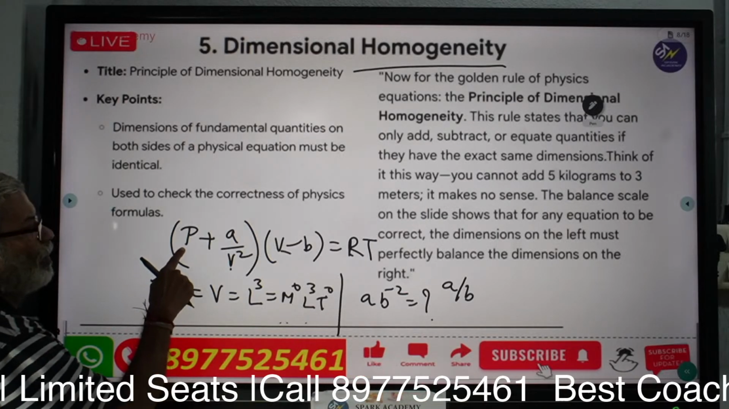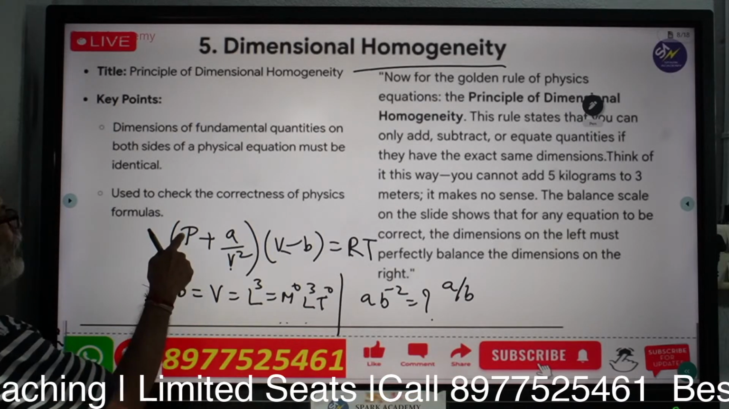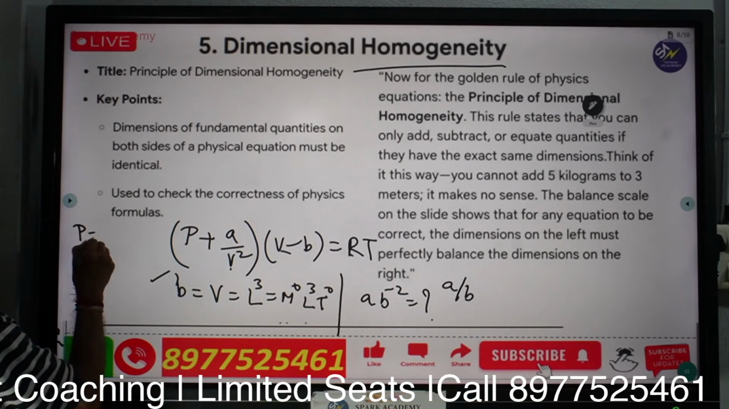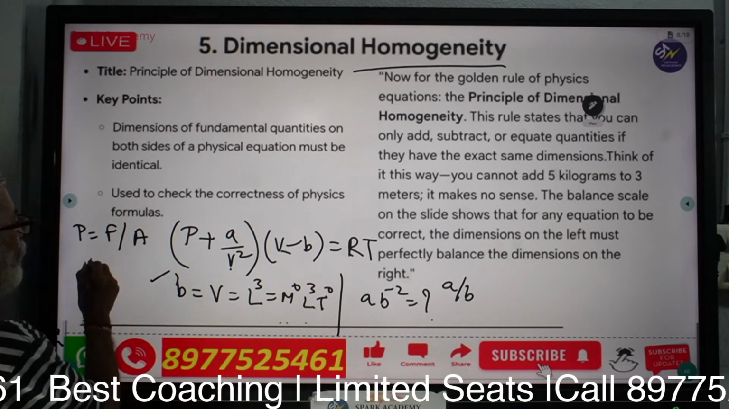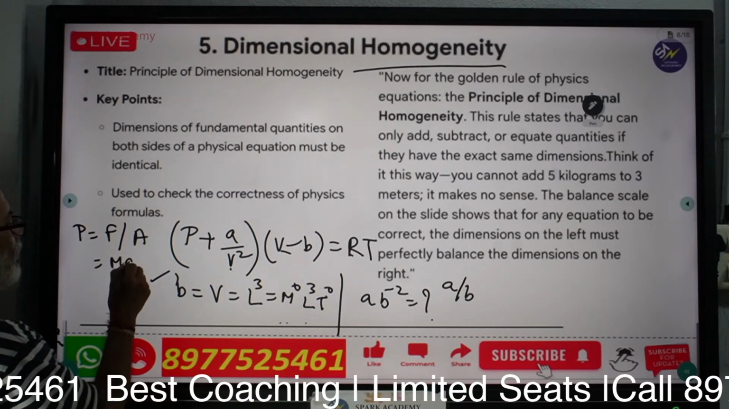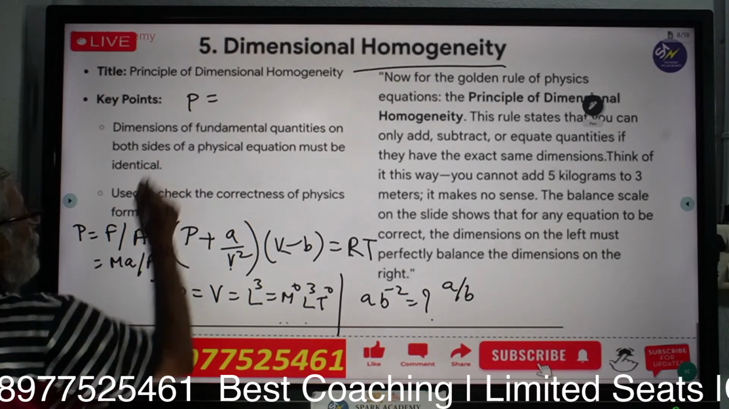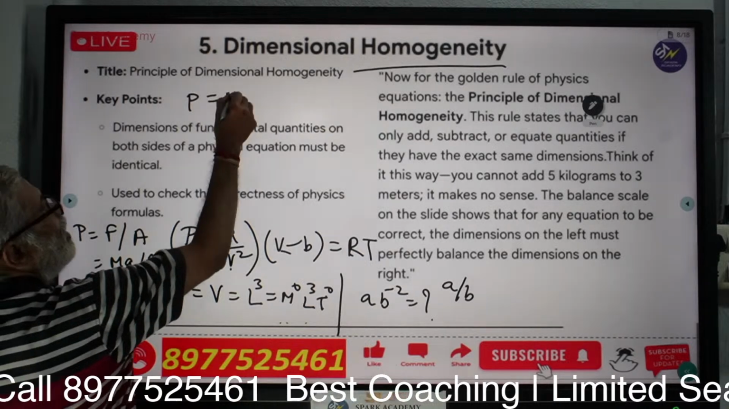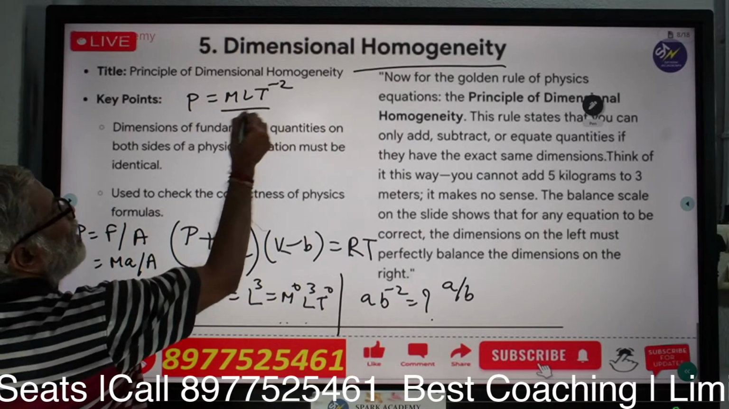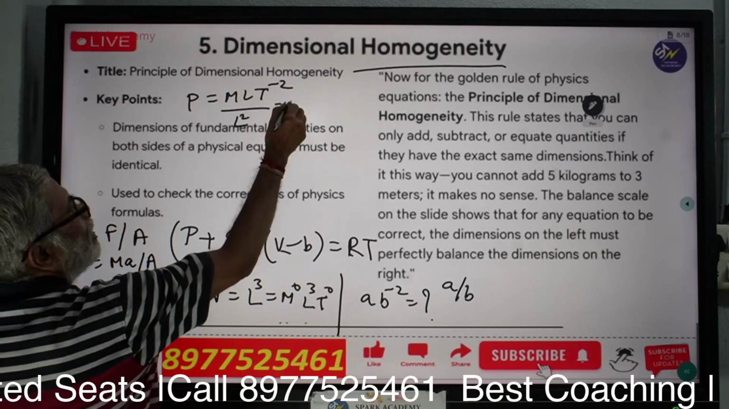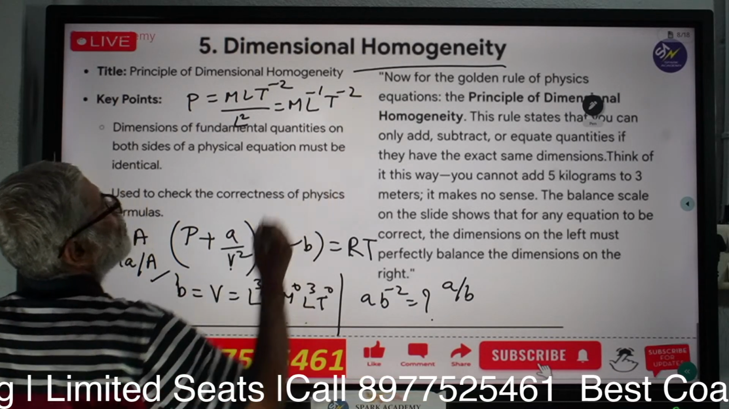The dimension for pressure is same as the dimension of A by V square. So what is the dimension for pressure? Pressure is equal to force per unit area. So what is force? Force is mass into acceleration, divided by area. Force is nothing but M L T minus 2, divided by L square. So this will give you M L to the power of minus 1 T to the power of minus 2.